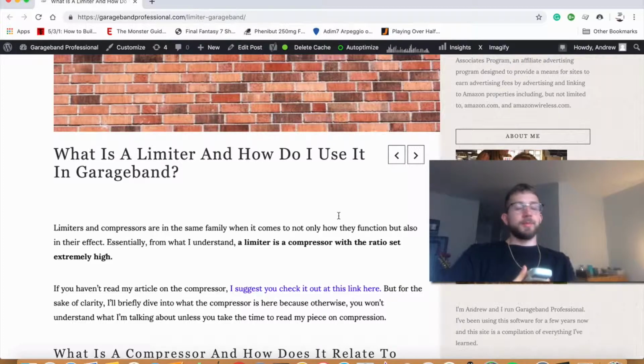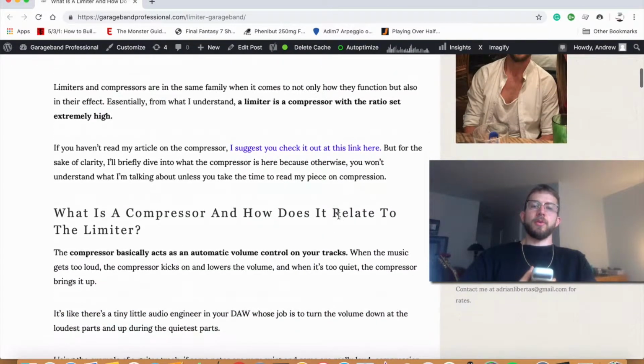Anyway, I'm just going to explain what it is right away. A limiter essentially is a compressor with the ratio set extremely high. If you don't know what a compressor is, it acts as a volume control on your tracks. It increases the volume of the quiet sounds and decreases the volume of the loud sounds. It's almost like you have a little audio engineer in your music, turning down the volume where it needs to be turned down.